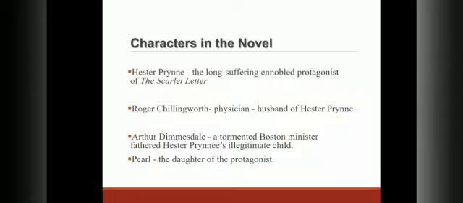The important characters in the novel The Scarlet Letter are Hester Prynne, who is the protagonist of the story; Roger Chillingworth, physician and husband of Hester Prynne; Arthur Dimmesdale, who is a Boston minister and also the father of Hester Prynne's illegitimate child; and Pearl, who is the daughter of the protagonist Hester Prynne. These are the main characters in the novel The Scarlet Letter.